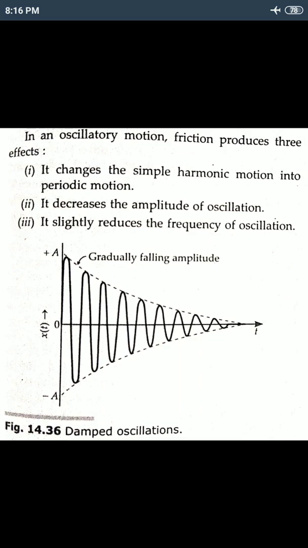Whenever the pusher pushes, it will oscillate with its natural frequency. Due to air resistance, the oscillation is not constant. After some time, the oscillation decreases, meaning its amplitude decreases with time, and once it stops, it is at rest. That is called damped oscillation. And in an oscillatory motion, friction produces three effects.